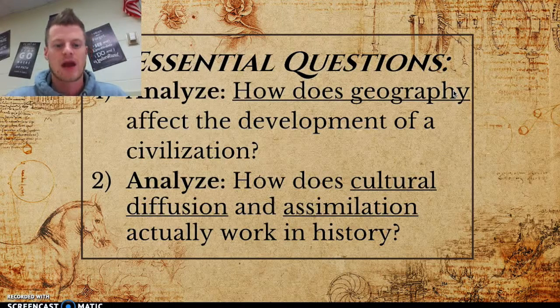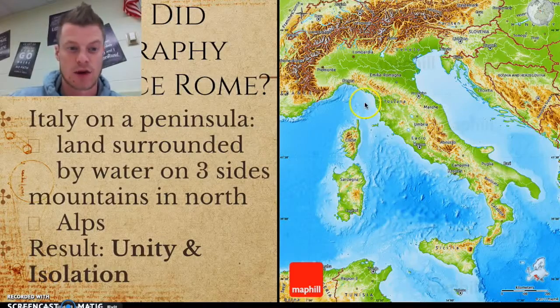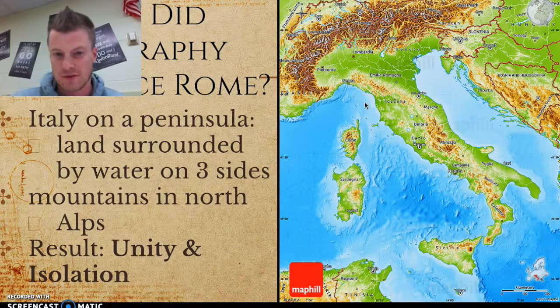And then second, how does cultural diffusion and assimilation, the spread of cultural ideas, work, and how do people accept, reject, or do other things with those ideas? Okay? So with essential questions in mind, let's continue on. How did geography actually influence Rome?